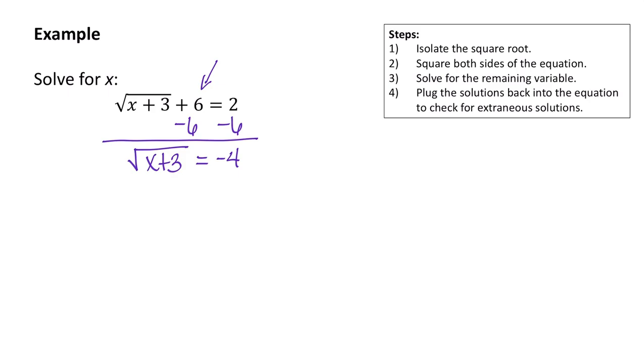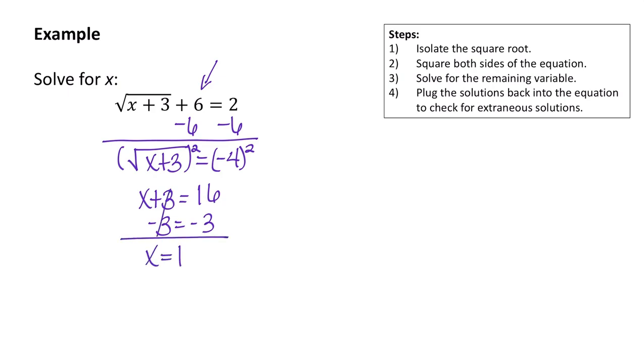Now we can undo the square root by squaring both sides of the equation. When we square both sides, we get x plus 3 equals negative 4 squared, which is 16. Now to solve for x, we're going to subtract 3 from both sides, which gives us x equals 13. So now we need to plug back into the original equation to see if this makes the equation true. When we do that, we get the square root of 13 plus 3 plus 6 equals 2.